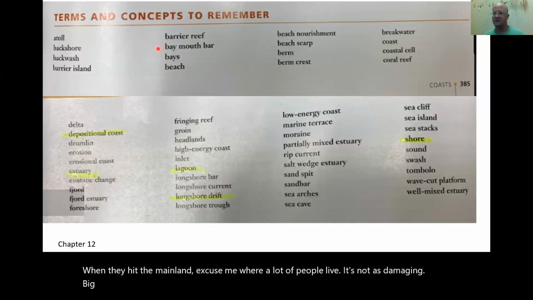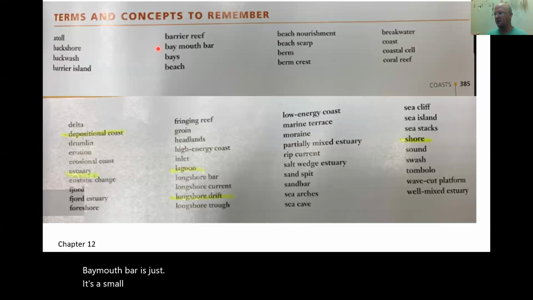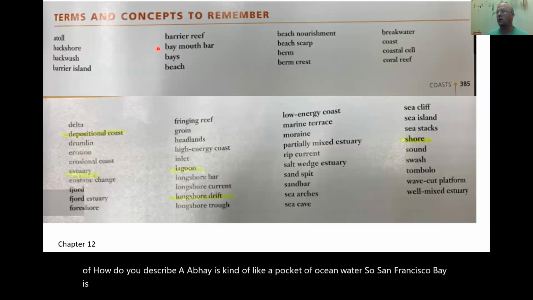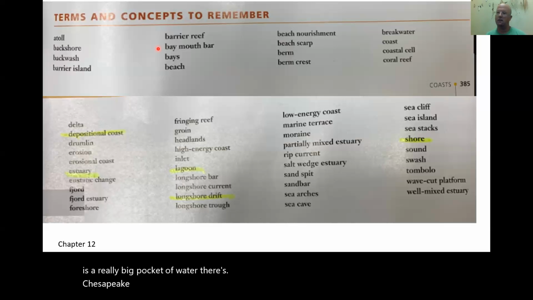Baymouth bar is a small piece of sand sediment that occurs at the opening to bays. And bays are, how do you describe a bay? A bay is kind of like a pocket of ocean water. San Francisco Bay is a really big pocket of water. There's Chesapeake Bay near Washington, D.C. It's essentially a piece of the ocean that has gone into the mainland.